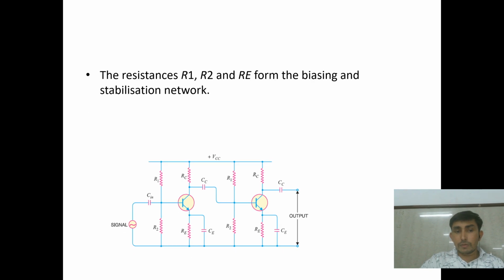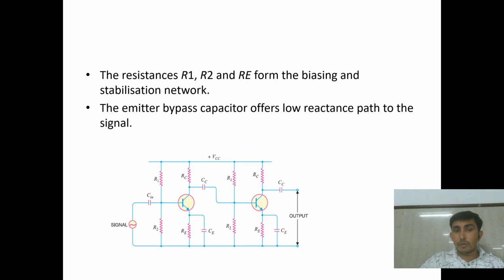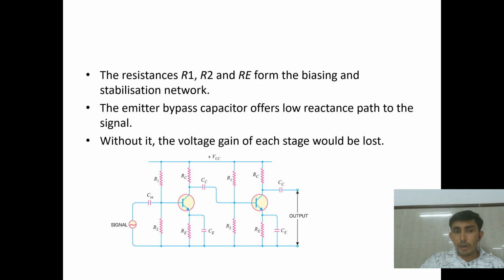So it consists of resistances R1, R2 and RE, where R1 and R2 are used for biasing and RE is used for stabilization. That's why we say R1, R2 and RE are used for biasing and stabilization. And the bypass capacitor, that is CE, is used in parallel with RE to offer a low reactance path to our AC signal. That's why we are using R1, R2, RE and CE. Without these, if we are not using R1, R2 or CE, what happens? The gain will be lost.